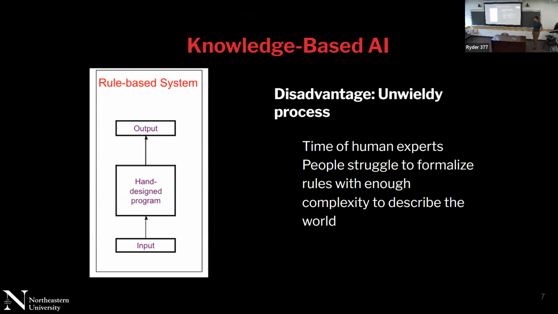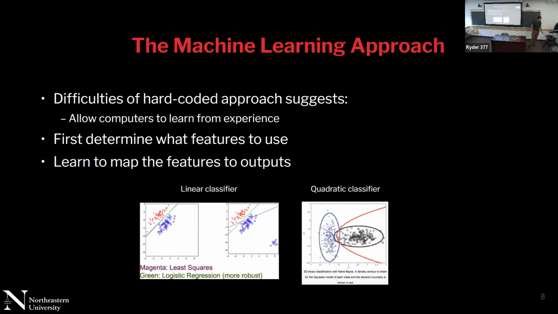So one problem with rule-based systems is that there is nothing to be learned from data. If you create a system which essentially requires you to define line by line what each rule means, that is going to bring an unwieldy, massive problem. And so people quickly moved on from knowledge-based handwritten rules to the second paradigm, which was the machine learning approach. The difficulties of this type of hard-coded approach suggest that there should be a way to allow computers to learn from previous experience. So we first need to determine what features to use.